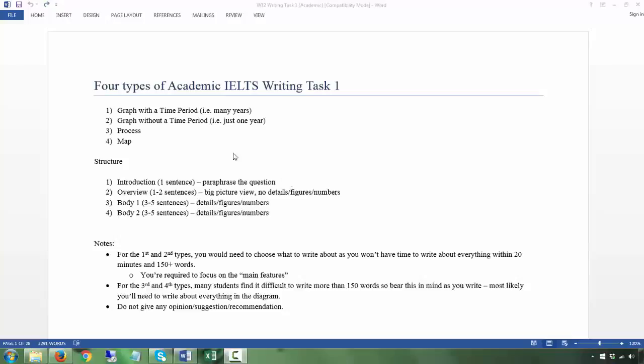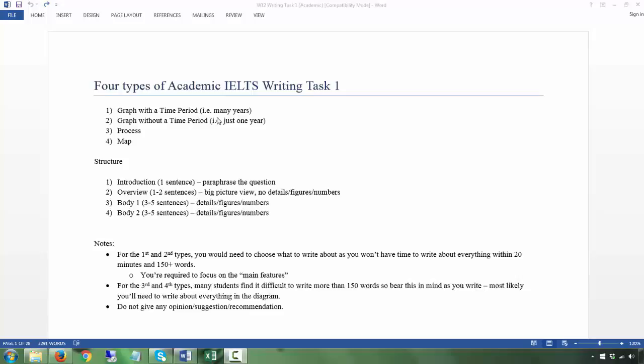Okay, let's start with the first of all four of the writing task one for academic IELTS, which is a graph with a time period. Again, this is the graph. It could be a graph, it could be a pie chart, it could be a bar graph, it could be a table. It doesn't really matter. The main thing is that it has a time period, that is, it shows many years. It shows a few years, more than 1 year at least.